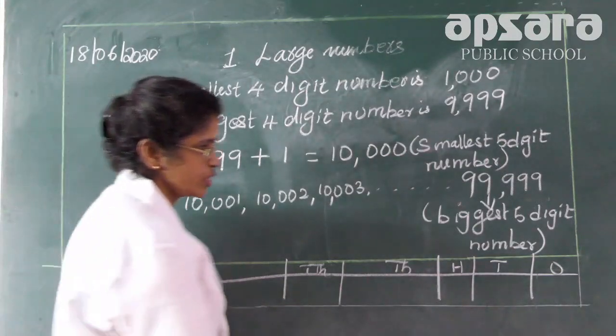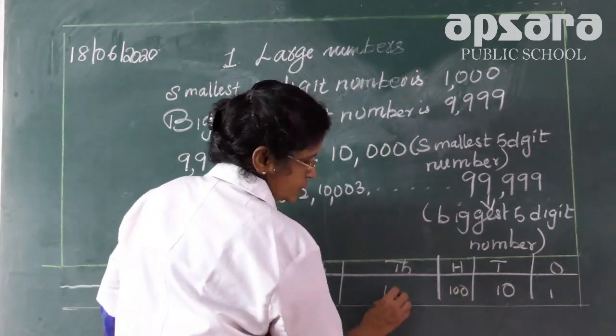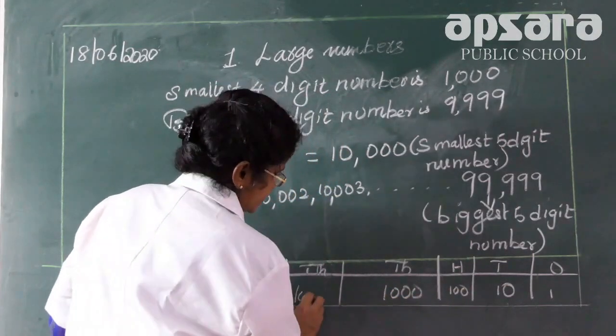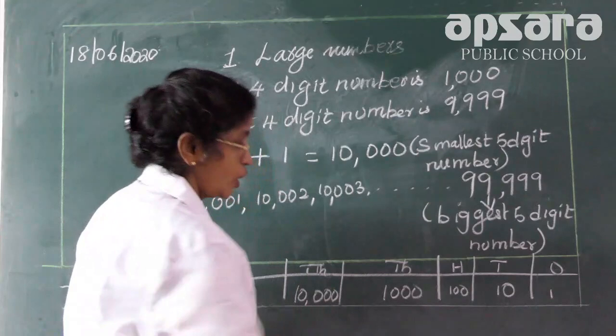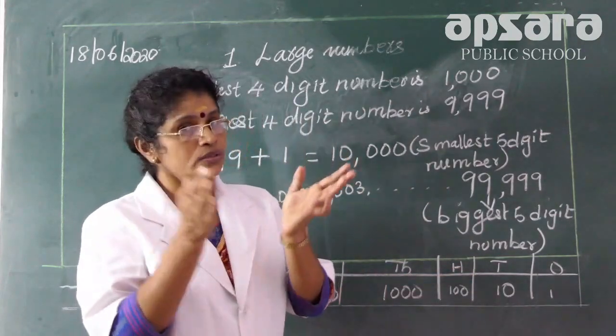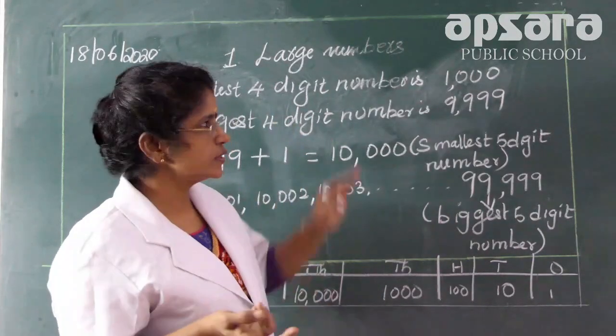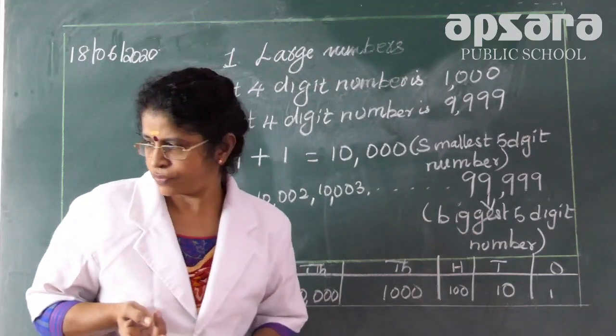I have drawn the place value chart. This is ones, this is tens, this is 100, this is 1,000 and this is 10,000. All these things you can see in your textbook. Now can I rub it? What you have to write, I'll give you later. Now I'm rubbing it. Got it?